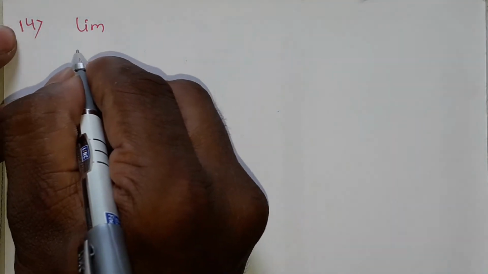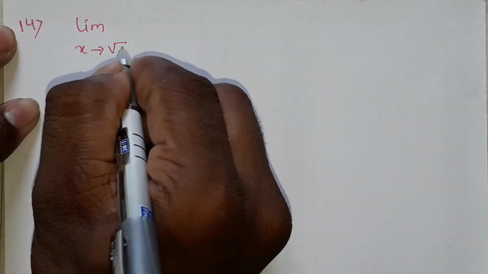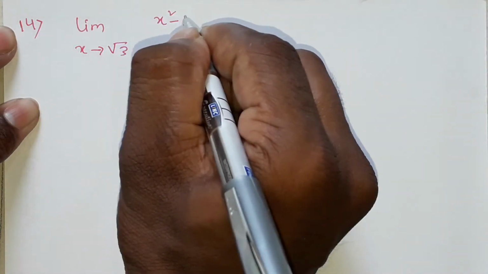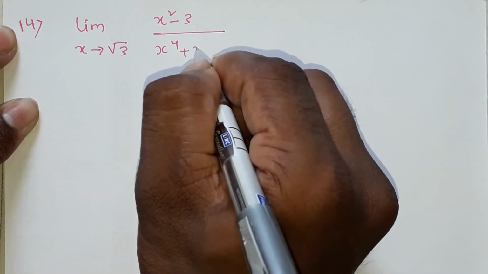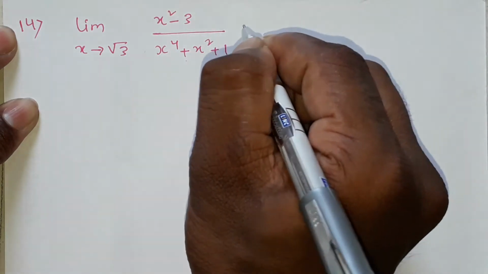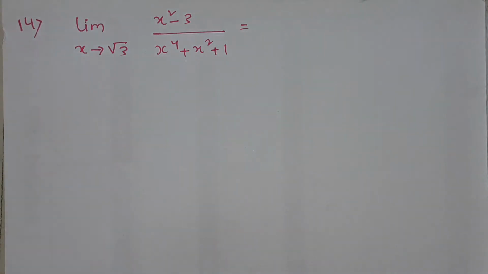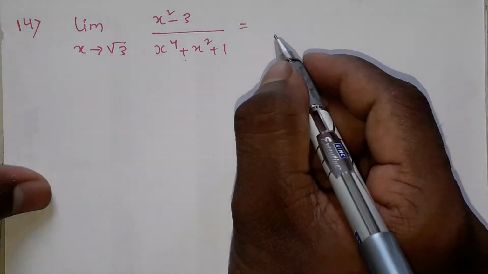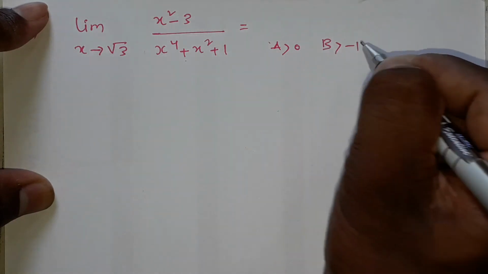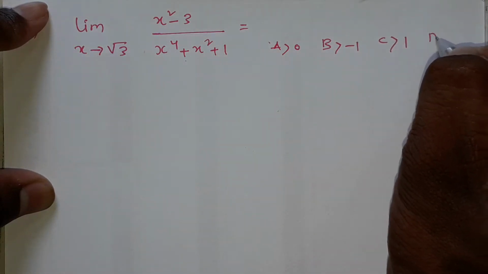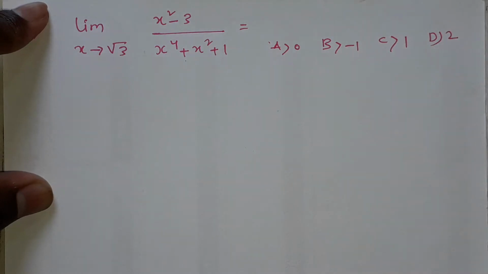Limit x tends to root 3, (x square minus 3) by (x power 4 plus x square plus 1) equal to? Option A is 0, option B is minus 1, option C is 1, option D is 2.